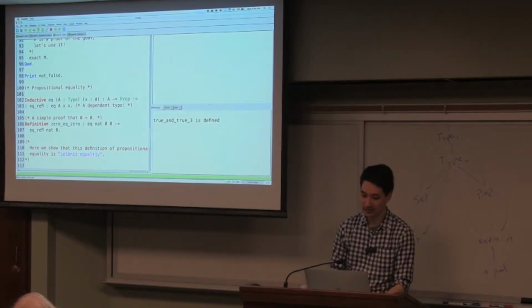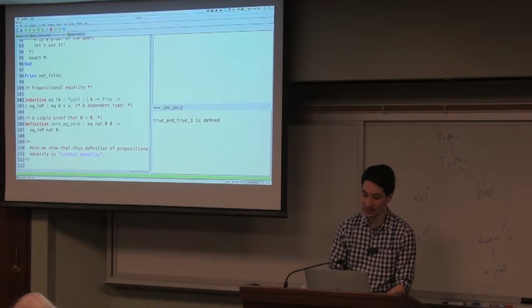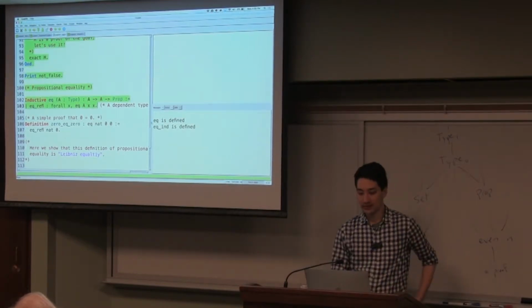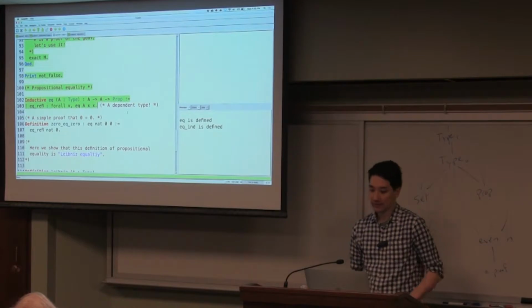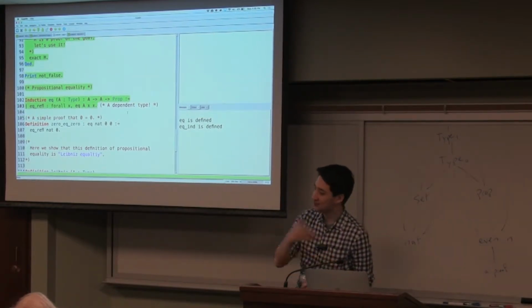So I could write it like this. I could take out the A from there and put it here. And then I could do for all x. So let's see. So that works too. So maybe this is one that's easier to understand, but this is actually not the one that's used in the standard library, but it's the same thing.